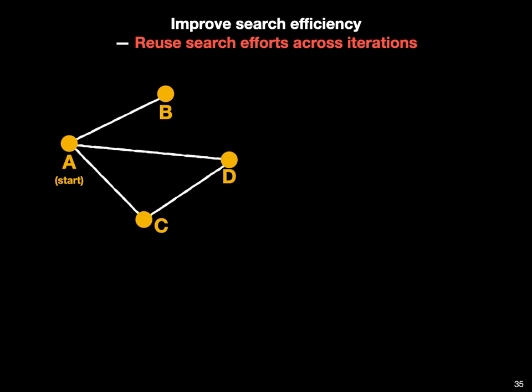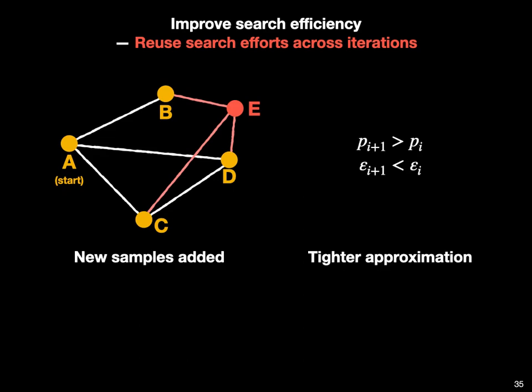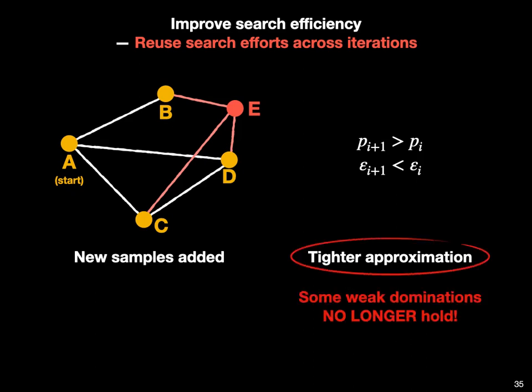Another technique we use to improve search efficiency is reusing search efforts across iterations. In the original ARIS, new nodes are incrementally added to the roadmap, but every search iteration is run from scratch since the approximation parameters are also updated. Tighter approximation means some weak dominations in the previous search iteration no longer hold. So we developed a non-trivial search reuse method to fix subsuming that should not happen with the latest approximation parameters, and further takes into consideration the newly added samples.